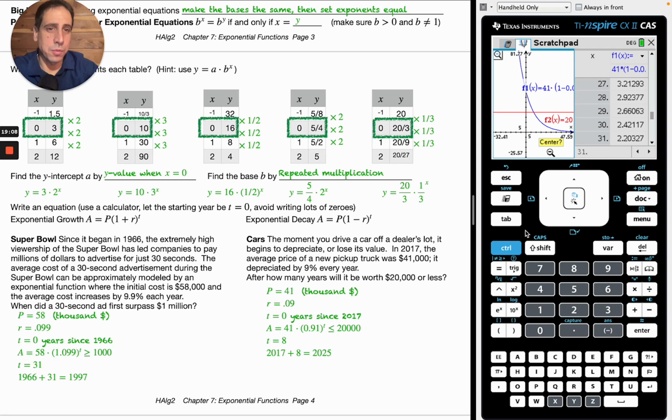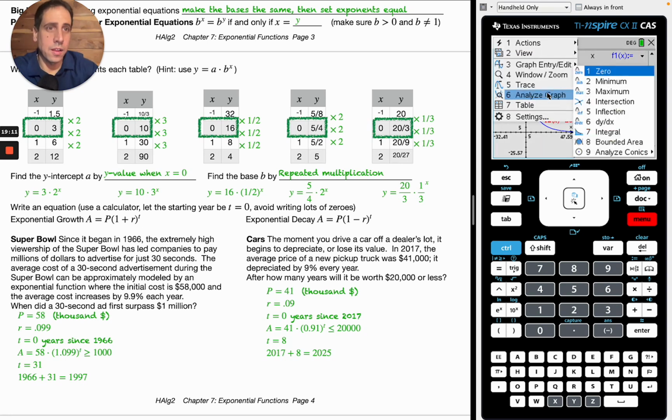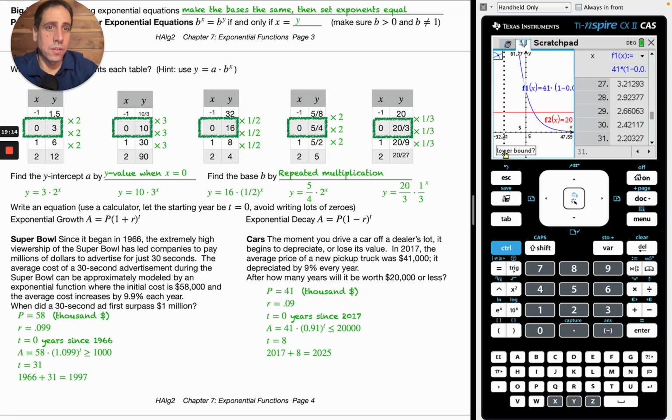Let's actually find that intersection point. So menu, analyze graph, intersection. You can see the text right here says lower bound. It's going to show me a couple dotted lines, and you go lower bound, upper bound, intersection. At 7.61 is that intersection. It'll be $20,000. Looking at the table, you can do the same thing. When is it going to be less than $20,000? Right here, between year 7 and 8. So after 8 full years, it dips below the $20,000 mark. So 2017 plus 8 is 2025, which is coming up.